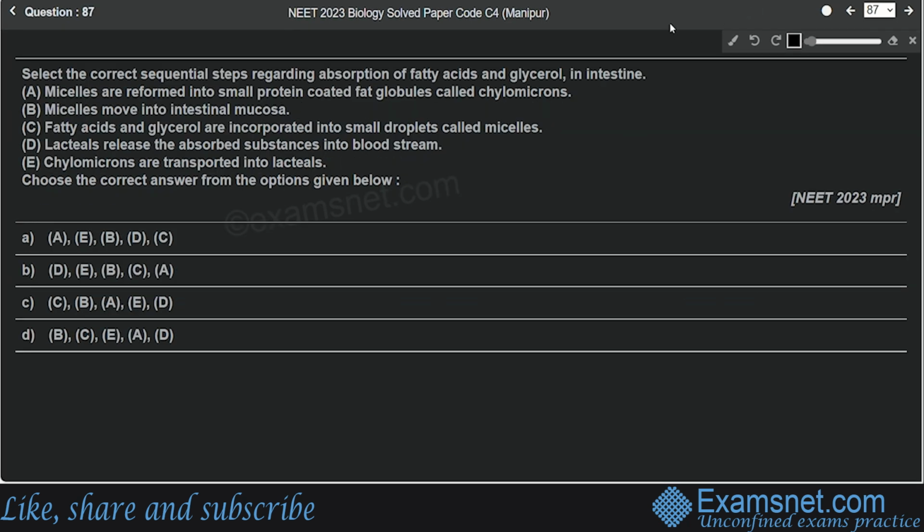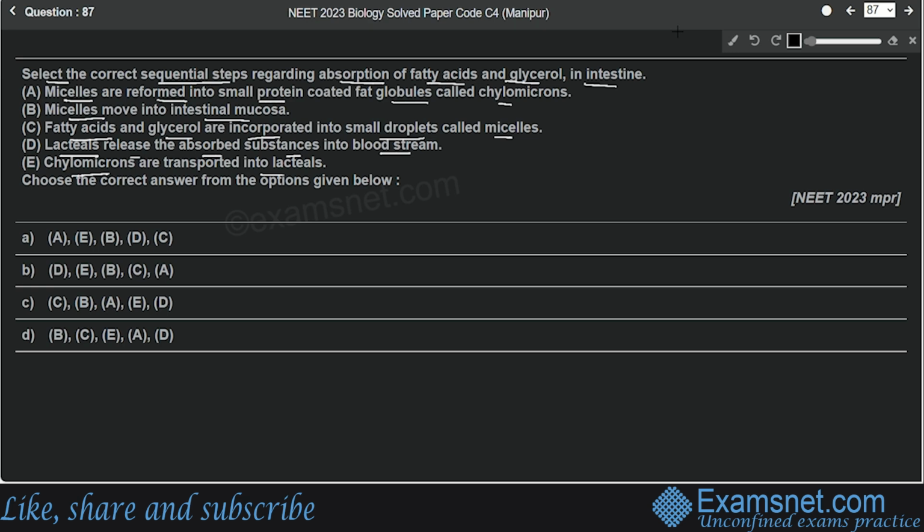Question number 87 is from the chapter Digestion and Absorption, and the question is, select the correct sequential steps regarding absorption of fatty acids and glycerol in the intestine. The statements are: first one is micelles are reformed into small protein coated fat globules called chylomicrons. Second one is micelles move into intestinal mucosa. Third one is fatty acids and glycerol are incorporated into small droplets called micelles. Then lacteals release the absorbed substances into the bloodstream. And the last one mentioned here is chylomicrons are transported into lacteals.